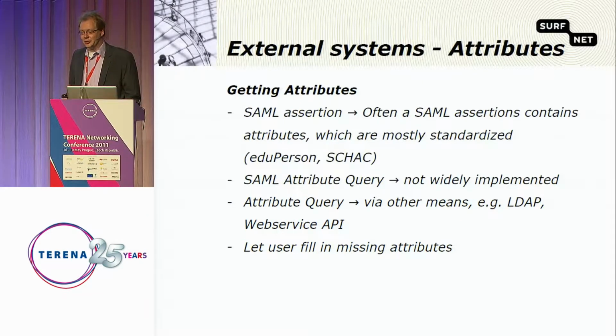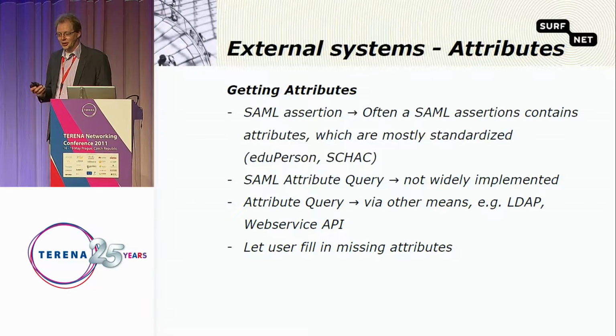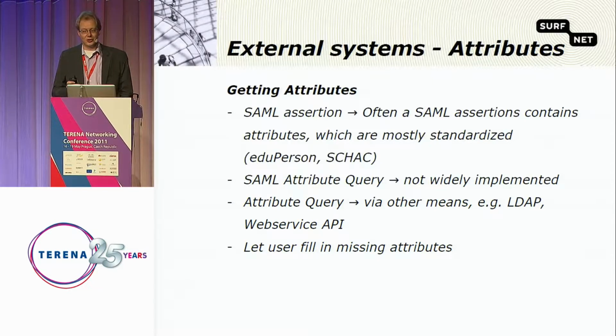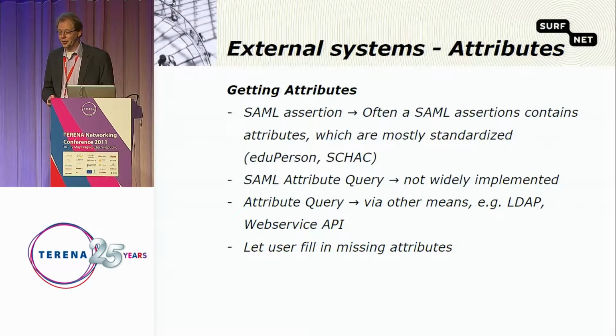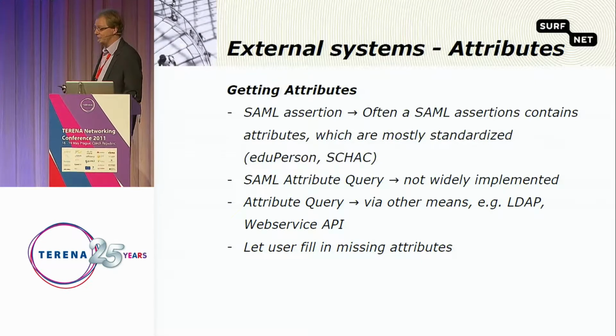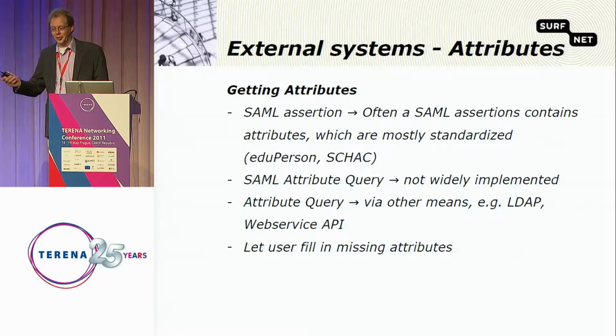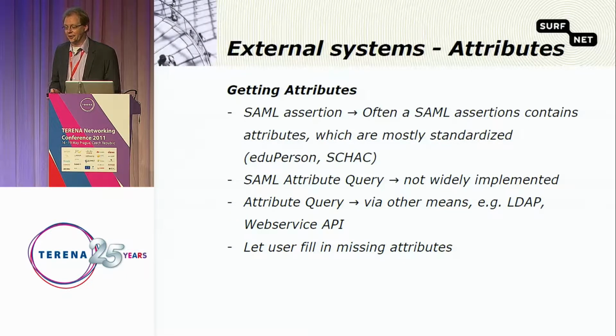If you need attributes, you could use the SAML assertion to get attributes. They're mostly standardized, so that's a good thing. You could do a SAML attribute query. It's a standard, but it's not widely implemented. You could do an out-of-band query for attributes, like querying an LDAP or a web service API. And, well, worst case, you could have your end users fill in the missing attributes. I would not prefer to go there, actually.